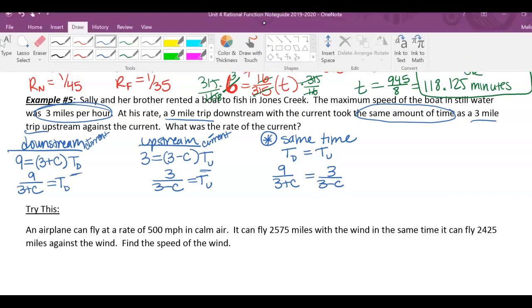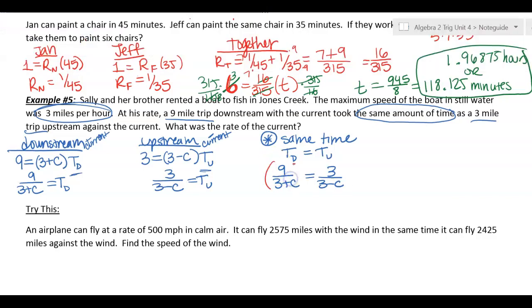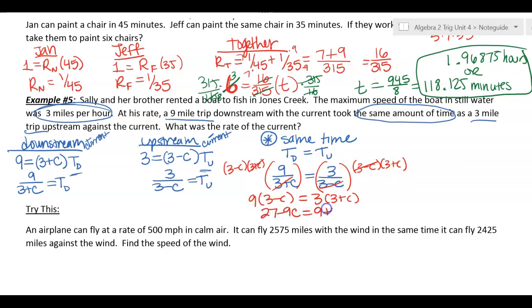Okay. And then I would want to solve this by multiplying everything by the least common denominator to cancel out the denominators. And so that would leave me with 9 times (3 minus c) and 3 times (3 plus c). And so this is 27 minus 9c equals 9 plus 3c. And I'm just going to continue to solve this equation. So I would get that 12c is equal to 18, and that c is equal to 3 over 2.